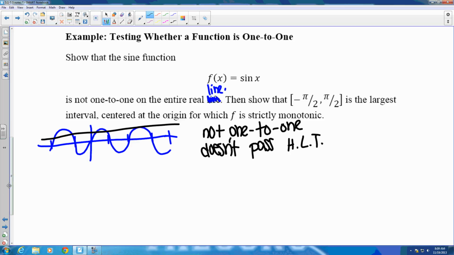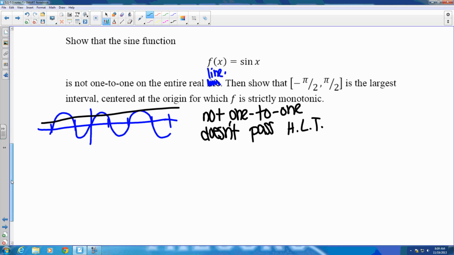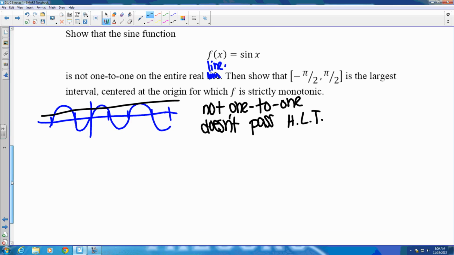Okay, and then we want to show that it's strictly monotonic from negative pi over 2 to pi over 2. Well, we know that something is monotonic if it's either increasing or decreasing the entire time. So one way to see when we're increasing or decreasing is to find the derivative, which is cosine x. And then from negative pi over 2 to pi over 2, we want to see if there are any extrema in between there. Because if there are any extrema, then it would have changed direction. And if we tested, there's no critical points.